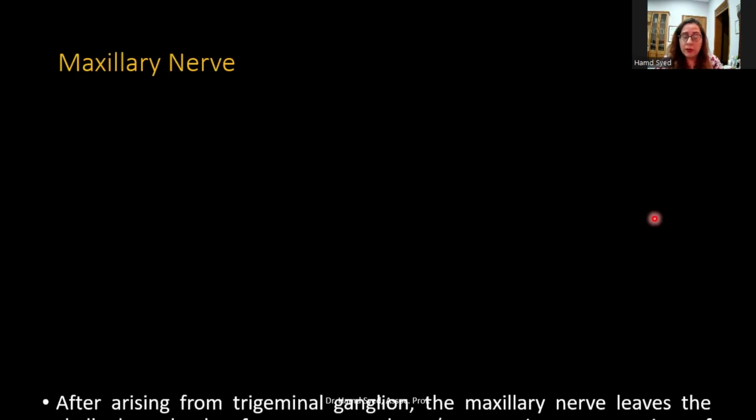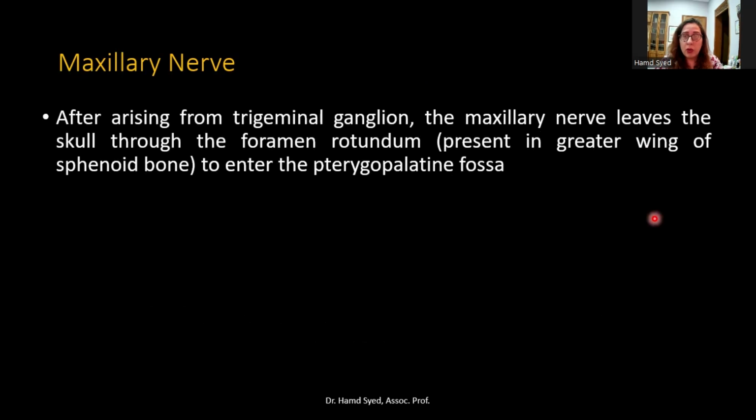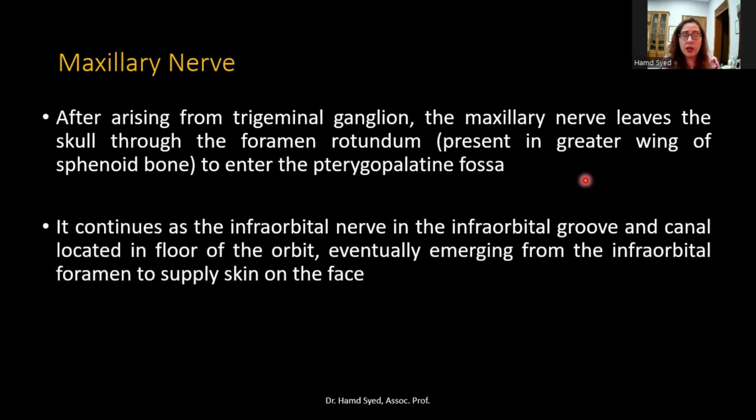The maxillary nerve. After it arises from the trigeminal ganglion, the maxillary nerve leaves the skull through the foramen rotundum, which I just showed you is present in the greater wing of sphenoid bone, that is in the posterior wall of pterygopalatine fossa, to enter this region. And then it continues as the infraorbital nerve in the infraorbital groove and canal located in the floor of the orbit, eventually emerging from the infraorbital foramen to supply the skin of the face.